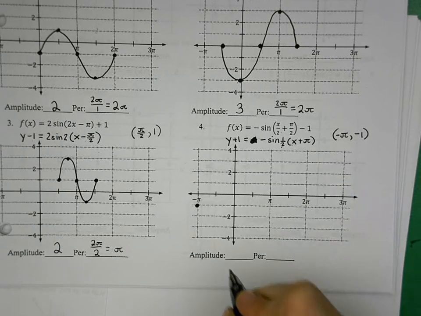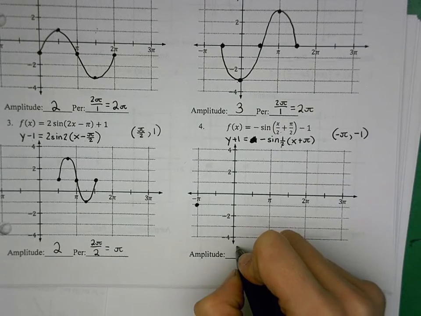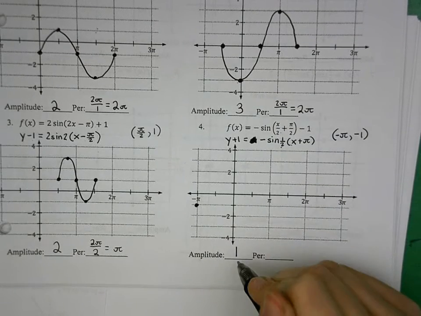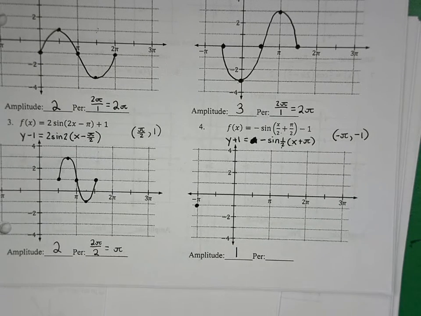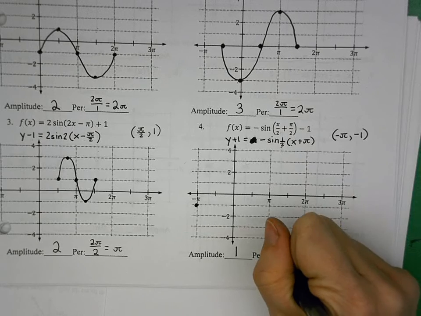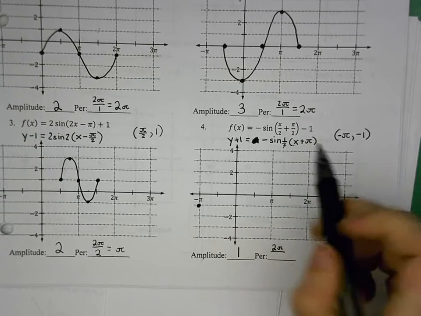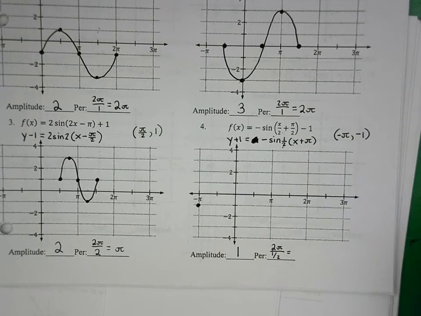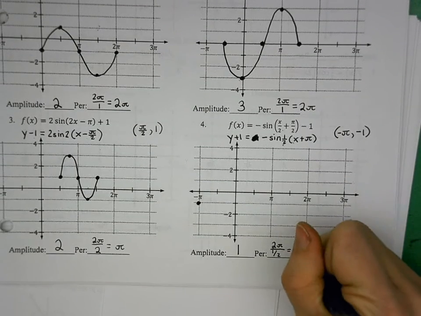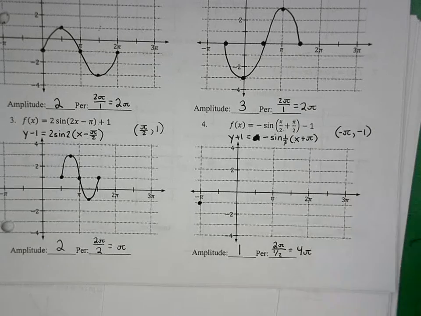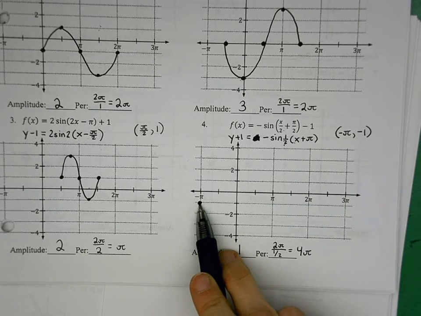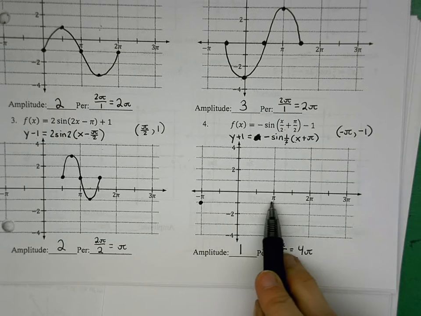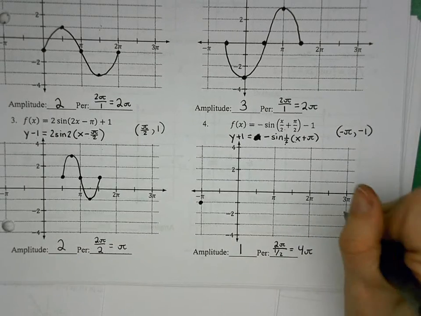My amplitude in this case, the coefficient out front, is 1. Now it is negative, but again, that does not affect amplitude. Amplitude is always positive. The negative just tells us that our sine graph is upside down. Okay? Period is 2 pi over b. My b is the coefficient inside, which is the 1/2. Remember, dividing by a fraction is the same thing as multiplying by its reciprocal. So my period is 4 pi. So that's where I'm ending. Starting here, I'm going 4 pi away, 1 pi, 2 pi, 3 pi, 4 pi. That's my ending point over here.